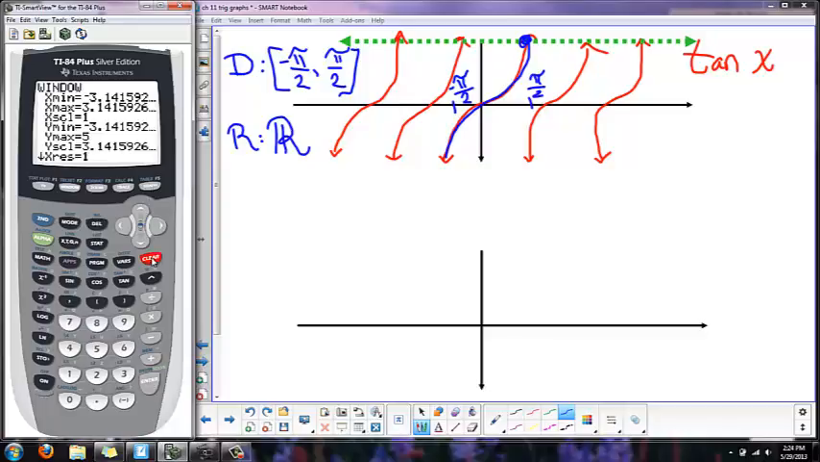Whoops. Oh my goodness, why is this not working? Because I can't push the right buttons. That's why it's not working.